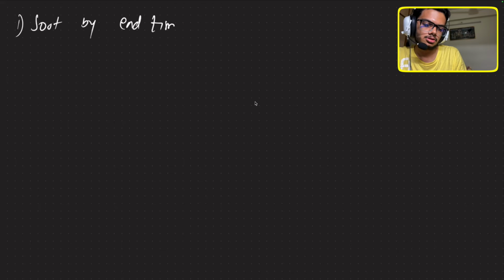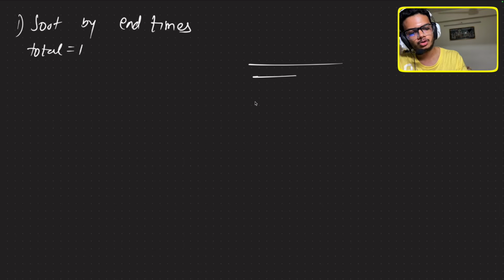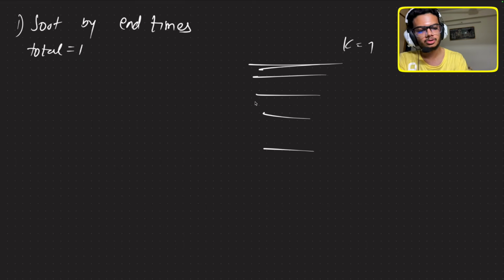If you want to concretize this, let me write the pseudocode so you'll understand it. First things first, we sort by end times, because we will process all the movies by end times. Then we know that we will be able to watch at least one movie, so total will be equal to 1. If you have all overlapping movies like this and k is 1, you can still watch any one of the movies, so total is 1.